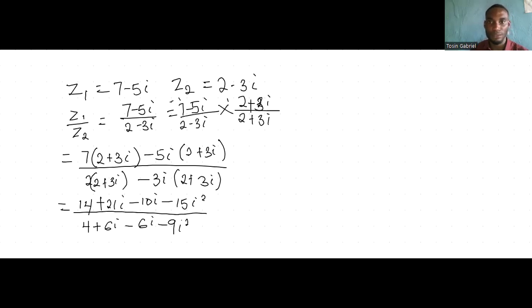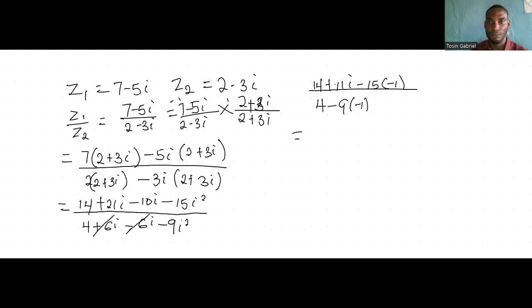So we can have 14 plus 21i minus 10i. That should be 11i. So we have 11i, then minus 15. You already know the i squared is minus 1, so we just put minus 1 here, then divided by 4. Then this from this will give you 0 to cancel automatically. Then you will be left with minus 9i squared, which is what? Minus 1.